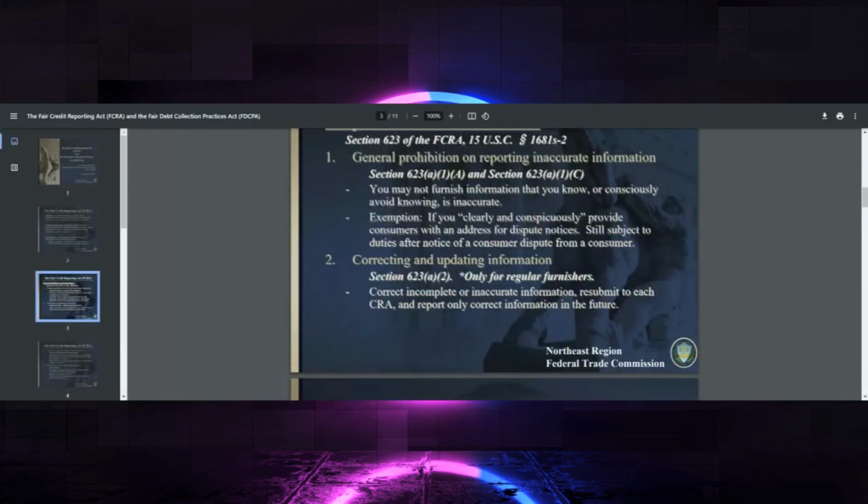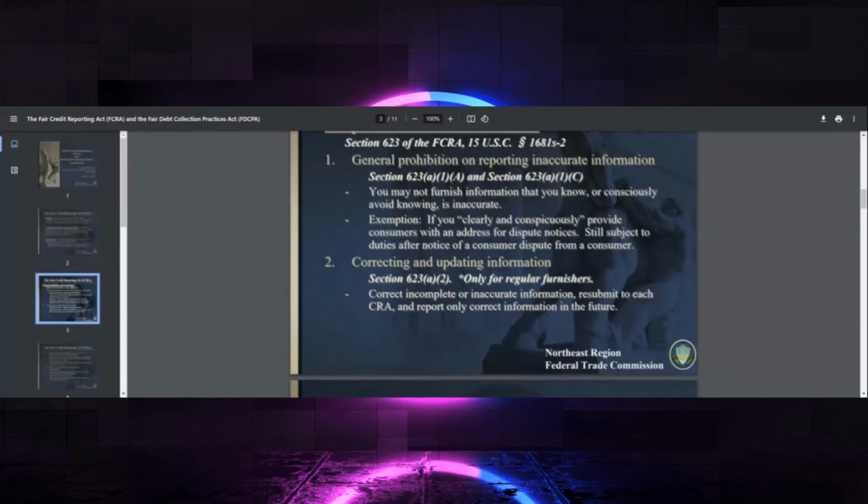So looking at this once again, I really, really like this. I told you guys this is under bloomcrossmafoundation.org if you want to check it out. But here it lays out the responsibility of the data furnishers. So under section 623 of the FCRA, it states you may not furnish information that you know or consciously avoid knowing is inaccurate. Take heed to that. You may not furnish information that you know, right?